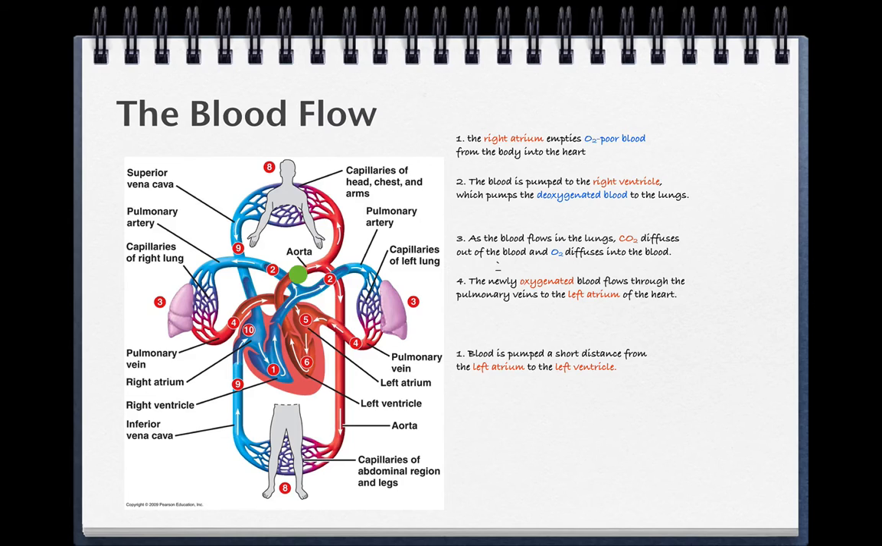Now we're going to move on to the systemic circuit. First of all, the blood is pumped a short distance from the left atrium to the left ventricle. And then the blood leaves the left ventricle through the aorta, leading to various tissues, like in this case the brain, or if you look at the number 8 on the bottom, the feet, or any other organs. And then the deoxygenated blood is channeled through a superior and inferior vena cava, which is just a fancy term for a really big blood vessel.